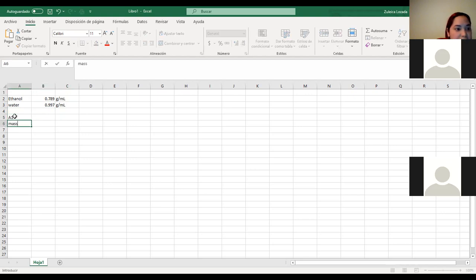You have mass, and then you have volume. 6.10, 7.2. And this one is grams, and this is milliliters. Let me make sure I'm sharing the correct screen. Yes, okay. So I need to calculate the density. Okay, so I'm using mass over volume, that is grams over milliliters.